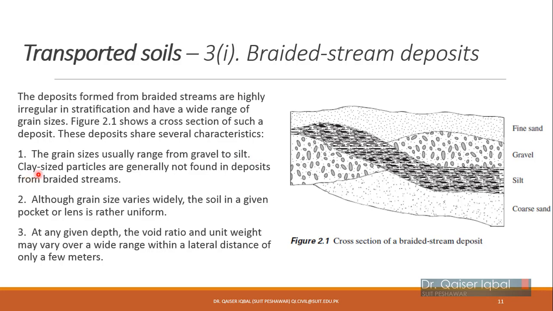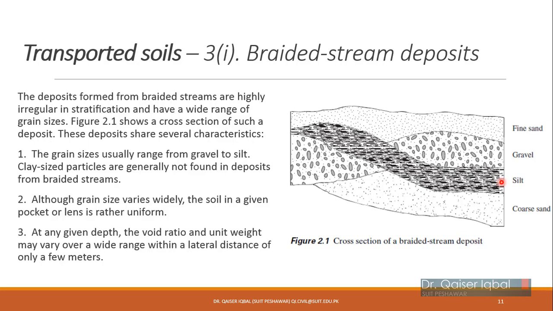Clay will not be present. Clay is basically the smallest size of particle, and it is usually not found in these braided stream deposits. Mainly you will see the coarse grain particles like silt, sand and gravel. Although their grain size varies widely, the soil in a given pocket is usually rather uniform. Gravel is very large in size, then you have sand, then silt is the smallest size.